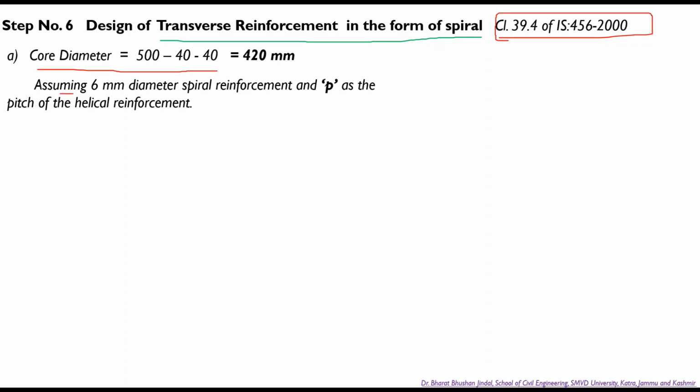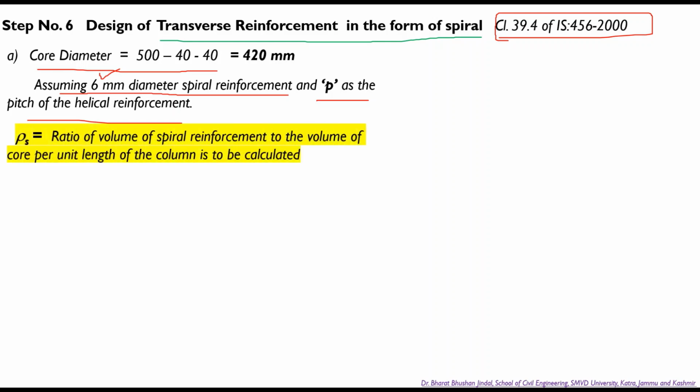First of all, let us assume 6 mm dia spiral reinforcement. That means the helical reinforcement has 6 mm dia. And p is the pitch of the helical reinforcement. Now here we have to understand the meaning of pitch. Let us understand it more clearly, because based on IS 456 we have to find this ratio, that is rho s, the ratio of the volume of the spiral reinforcement to the volume of the core per unit length of the column. So this needs to be calculated.